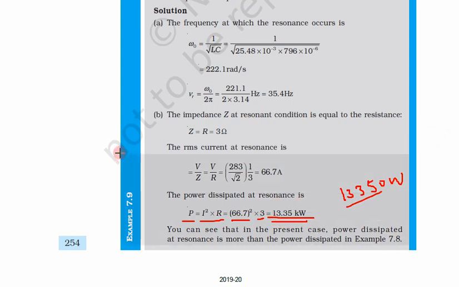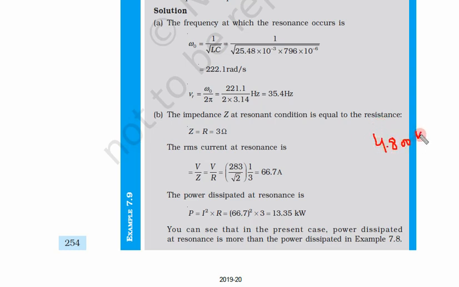So power consumed is massively increased. Last time it was only 4800, that means 4.8 kilowatt. Now it is almost triple of that. Why? Because current has increased significantly. Resistance is same, but current has increased significantly in this case. You can see that in present case power dissipated as resonance is more than the power dissipated in previous example, almost triple of that previous example.